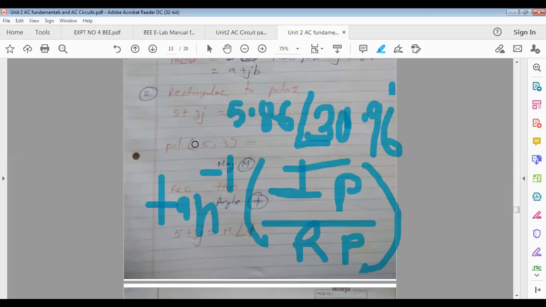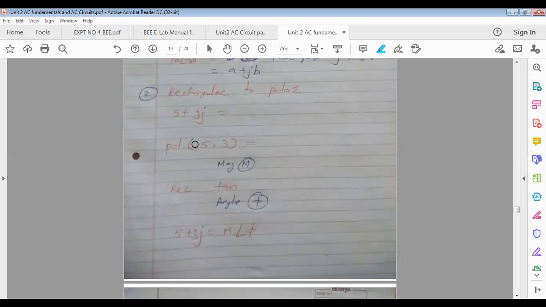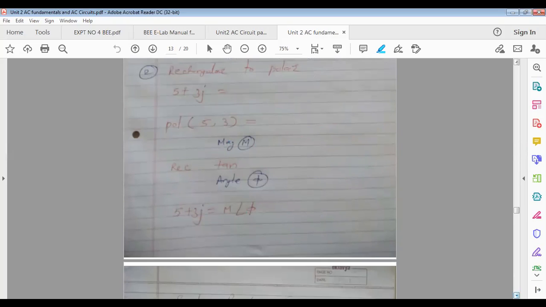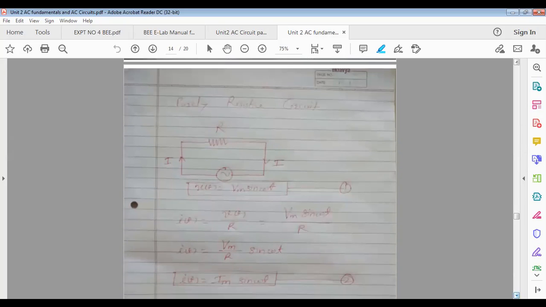If the calculator is not allowed in some exams, you can calculate magnitude as square root of A square plus B square, that is real part its square plus imaginary part its square. And angle you can calculate as tan inverse of imaginary part upon real part. Okay, so polar to rectangular, rectangular to polar, using calculator and without calculator, got it? Can we go next? Yes, ma'am.